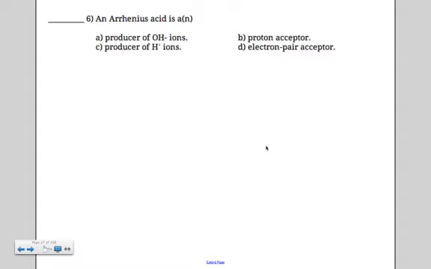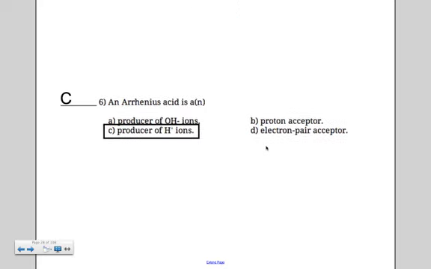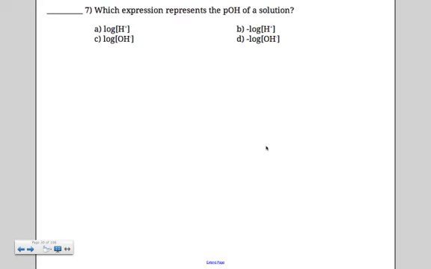An Arrhenius acid is defined as a producer of hydroxide ions, a producer of hydrogen ions, a proton acceptor, or an electron pair acceptor. Hopefully you'd recognize that we never talked about electron pair acceptors. That's a whole different model called Lewis acids and bases, which we didn't cover. And proton acceptors are bases, and producers of hydroxide ions are bases. An Arrhenius acid is something that produces hydrogen ions. Choice C.